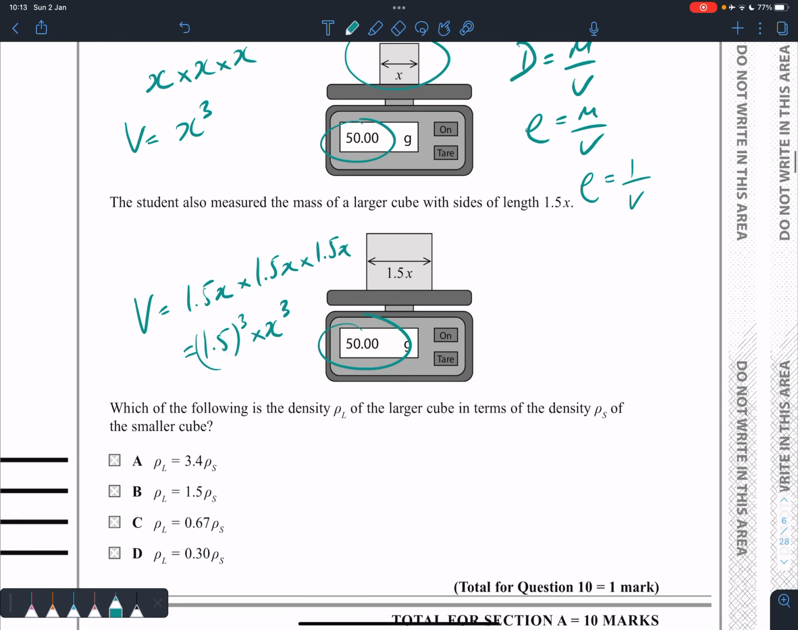I mean, you know that it's going to be less, don't you? Because you've got the same mass and it's a bigger volume. So you know the density of the big cube is going to be less. So you can rule out a couple of them. Let's see how you go.